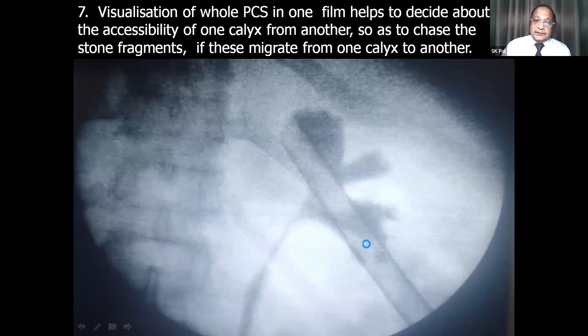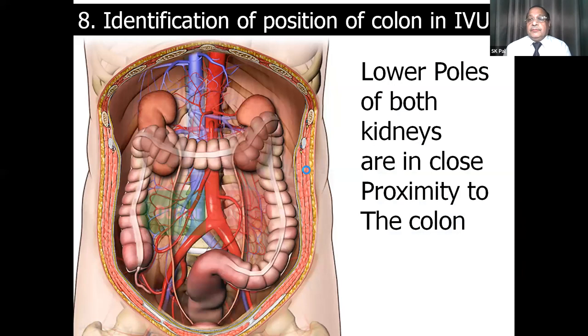You will know if I enter from the lower calyx, wide infundibulum, I'll be able to enter the superior calyx also. There will be some pelvicalyceal systems where this will be angulated here, and you will know that you cannot enter. So all this information can be obtained about the kidney pelvicalyceal system just with this good study of IVUs. Now coming to colon, how it is seen in the IVU films.